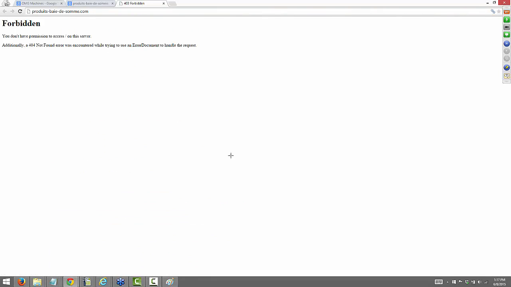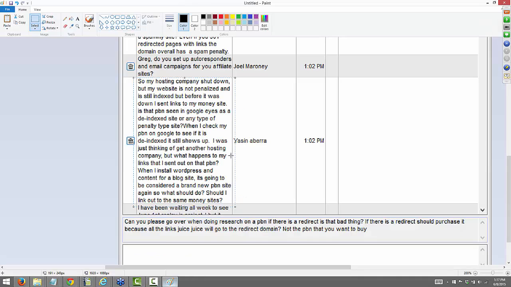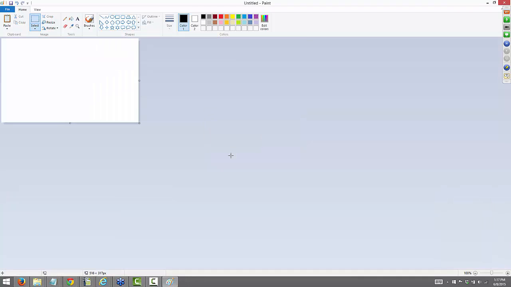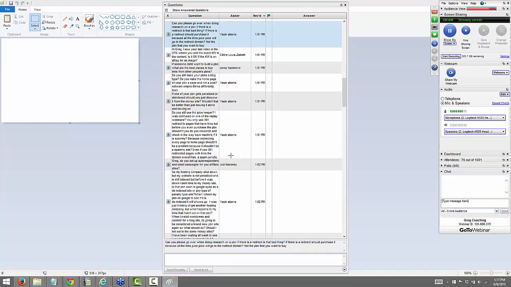Because I know you're talking about this forbidden message. I mean, if you put it back up and get whatever you had there back up, whether it's on the same host or a different host, it should come back to where it was before. Everything should be the same. It may take a little bit of time, but it should come back to where it was. Now, if you leave it down for too long, then you might run into an issue.